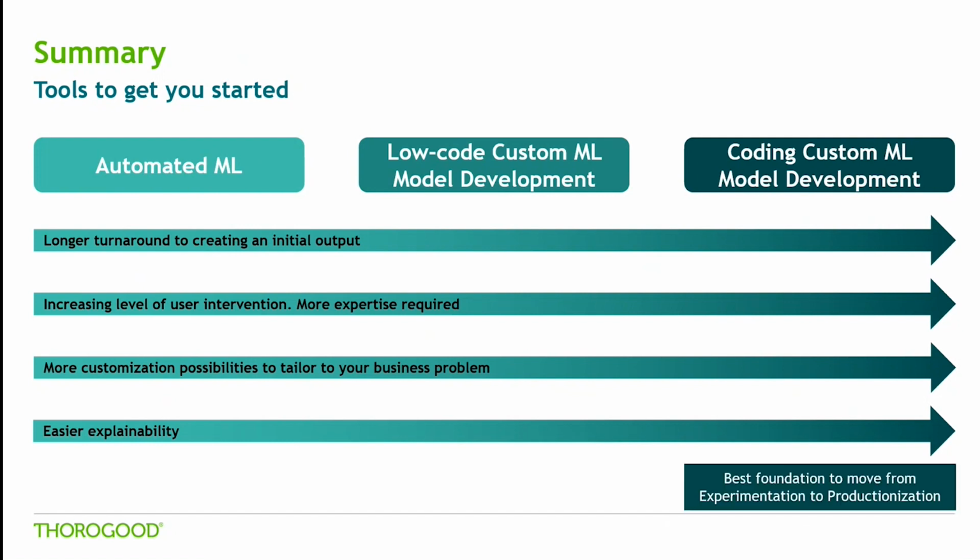And then finally, since this is the first in the series around stages of analytics, I will hint towards later stages. The best foundation to move from initial experimentation like this to productionization would be to create these models using code as well. So just something to keep in mind there.